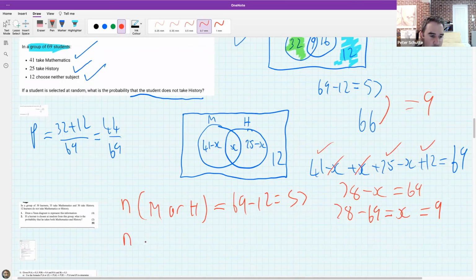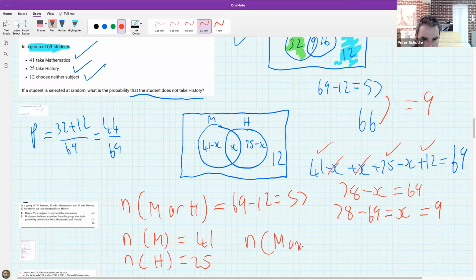And then you would say, well, what is the N of M? It's going to be 41. What is the N of H? It's going to be 25. And then you use the identity to figure out what the N of M and H is. Yeah, you absolutely can do that. That's also fine. Okay, cool. Thank you. There's so many ways to do it. I just try to show you two of them, but as long as you're getting the same answer, it's all good.